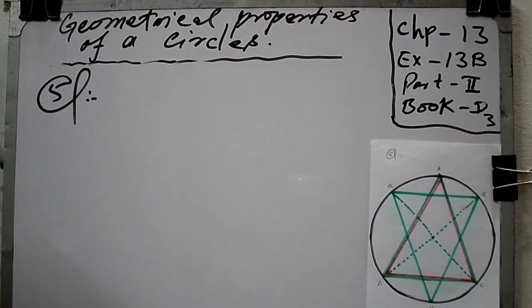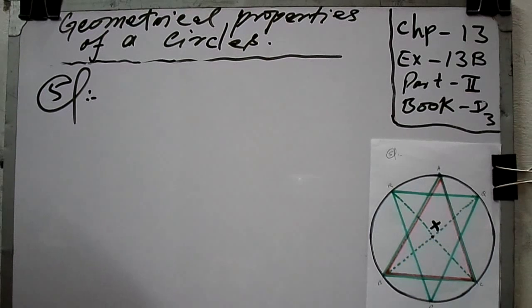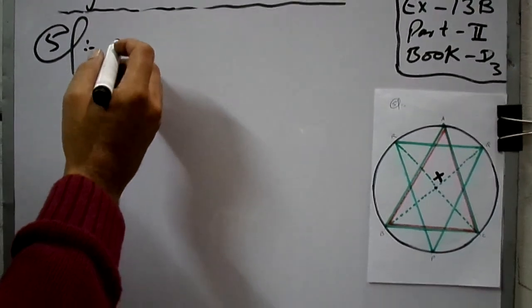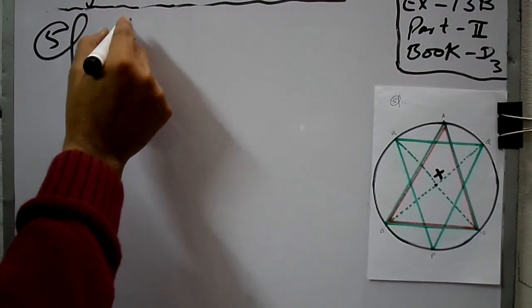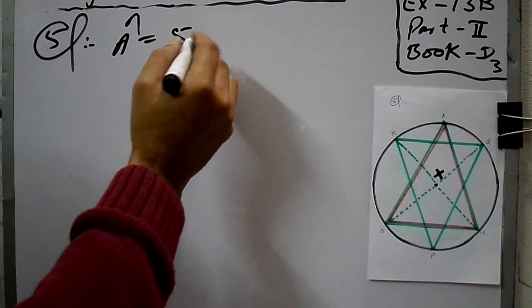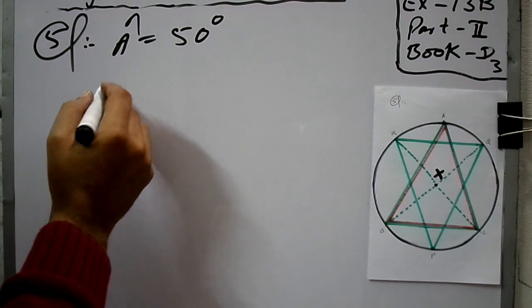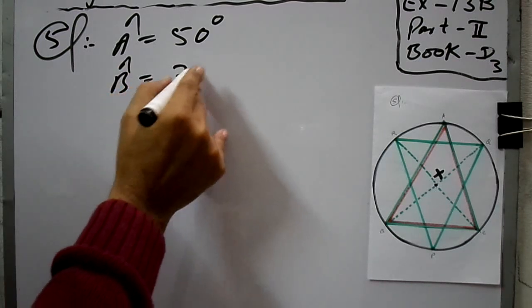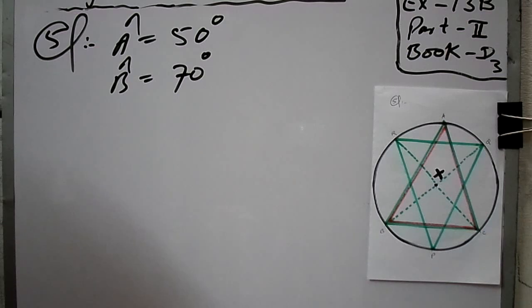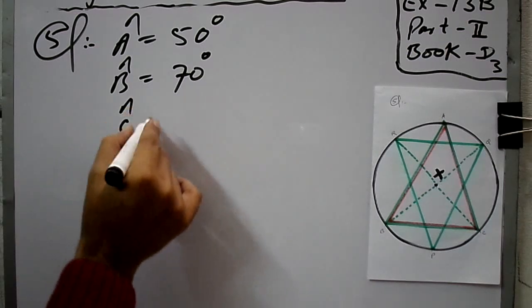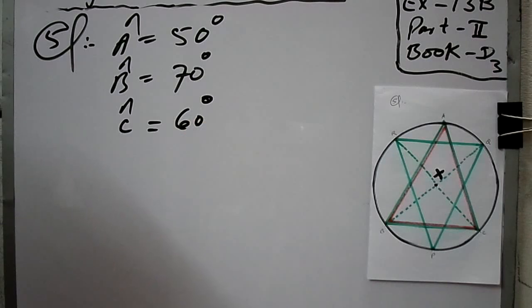X is the point where the angle bisectors meet each other. So this one is your X. It should be noted that angle A is equal to 50 degrees, it is given to us. Angle B is also given, that is 70 degrees, and C is 60 degrees.